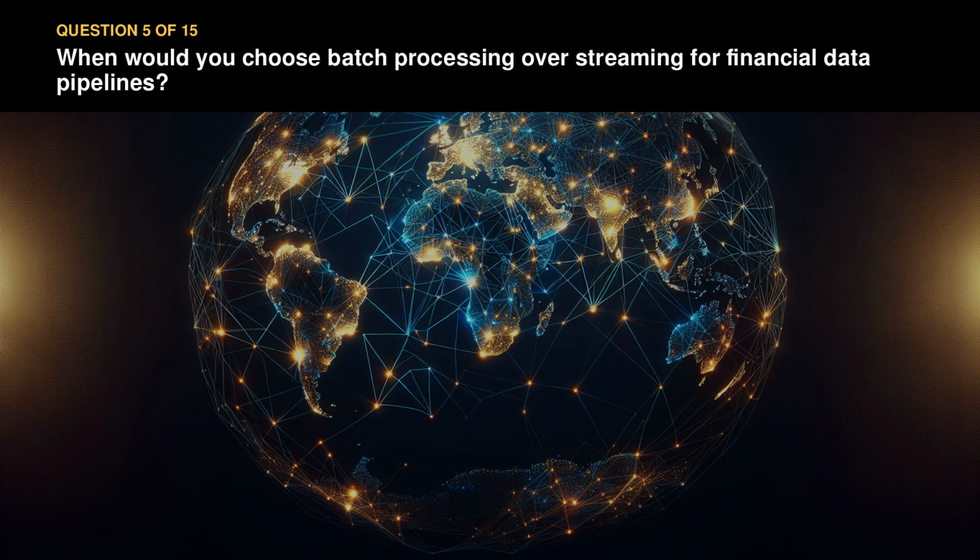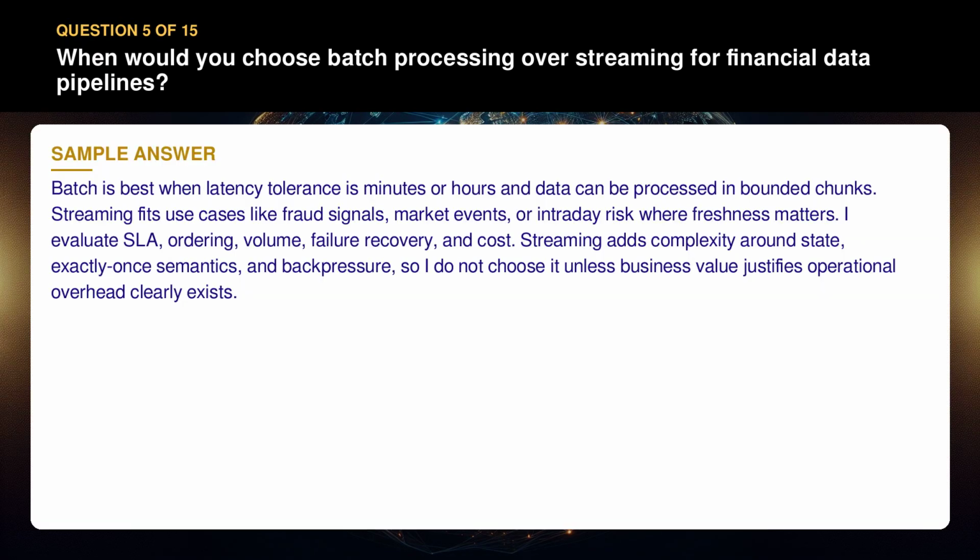Question 5. When would you choose batch processing over streaming for financial data pipelines? Batch is best when latency tolerance is minutes or hours and data can be processed in bounded chunks. Streaming fits use cases like fraud signals, market events, or intraday risk where freshness matters. I evaluate SLA, ordering, volume, failure recovery, and cost.